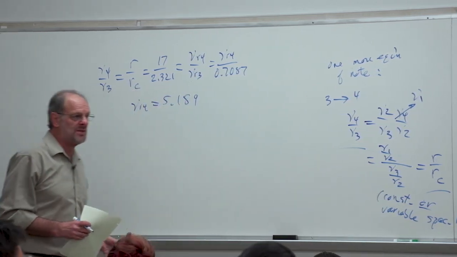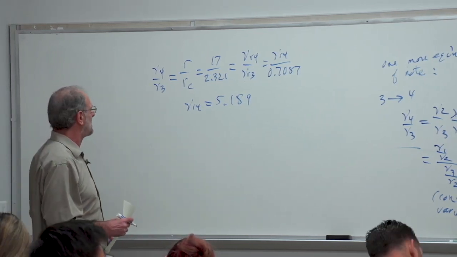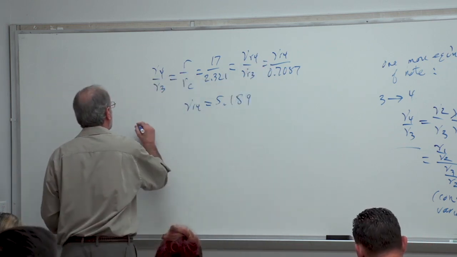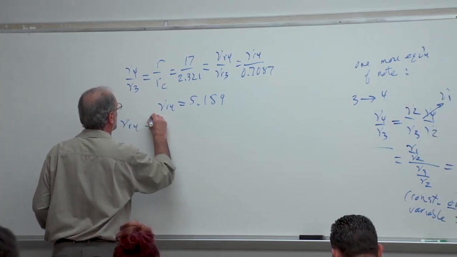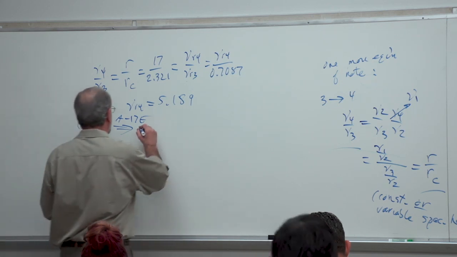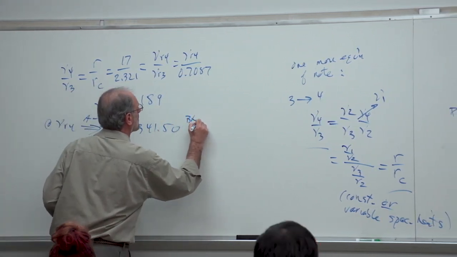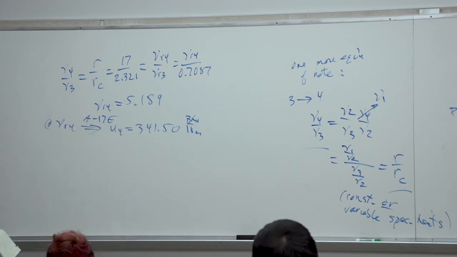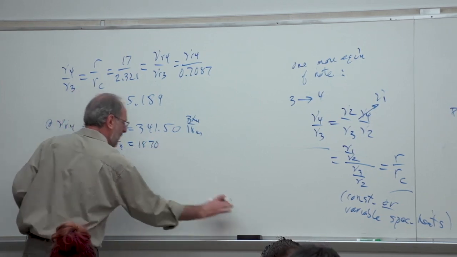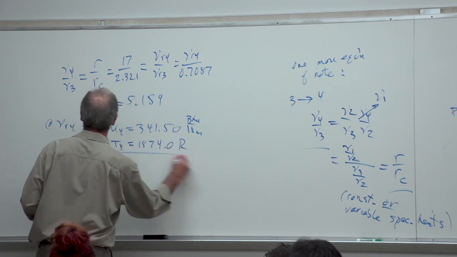Now, are there other ways to do it? Sure there are. You can use different relationships if you wanted to. There are others that are available, but this is the easiest one to use here. So this directly gives us the ability to calculate VR4. And then at VR4, one last trip into table A17. And here we're going to look up the internal energy at 4, again by interpolation. So this is 341.5 BTUs per pound. And then we're also going to have to find the temperature at 4. So this is 1874.0, and this is in Rankine.